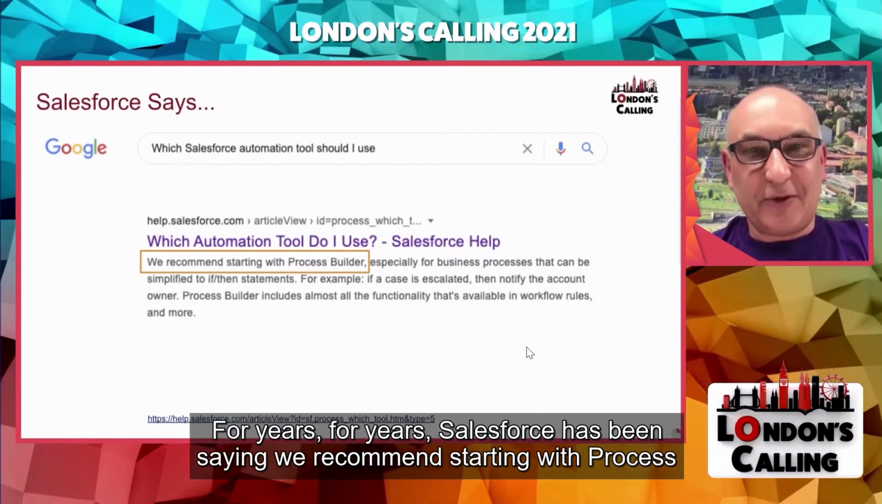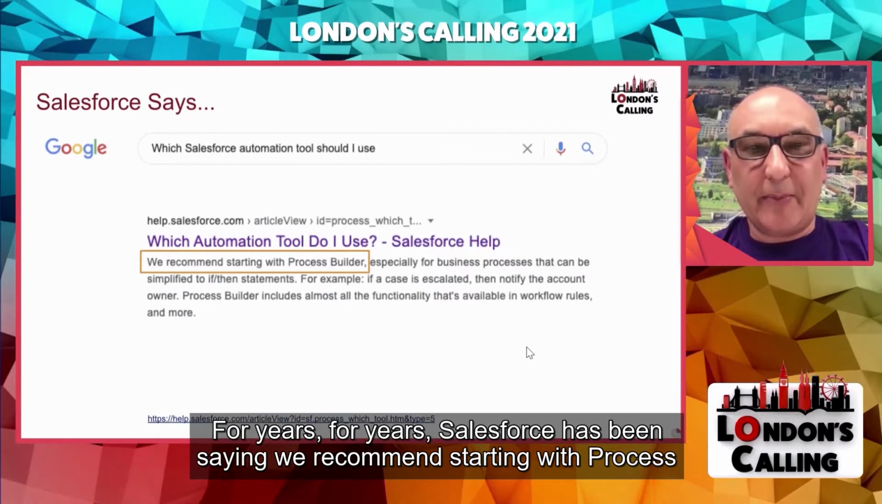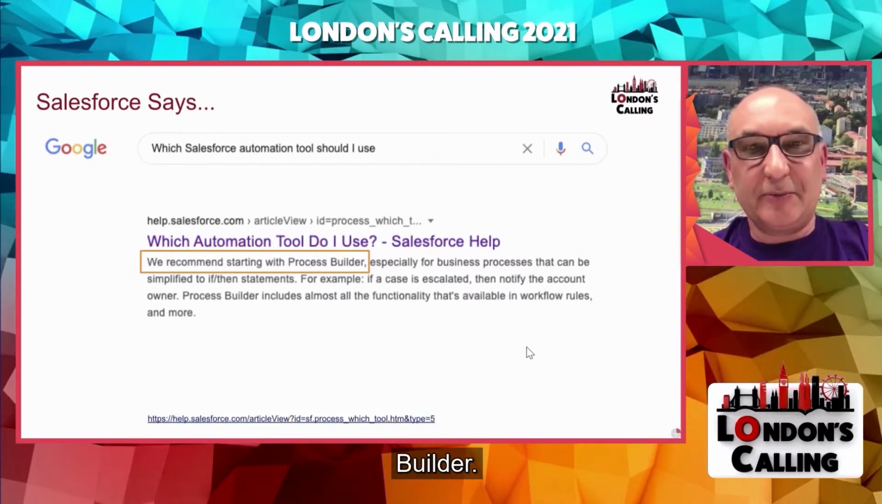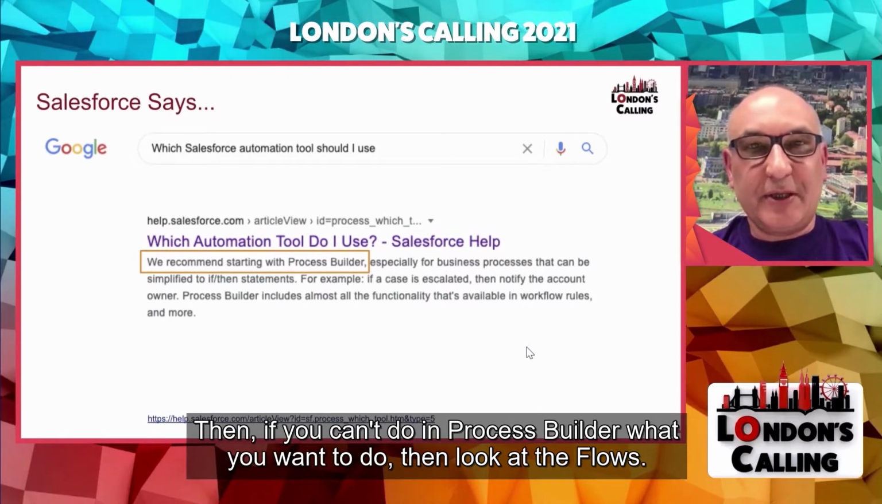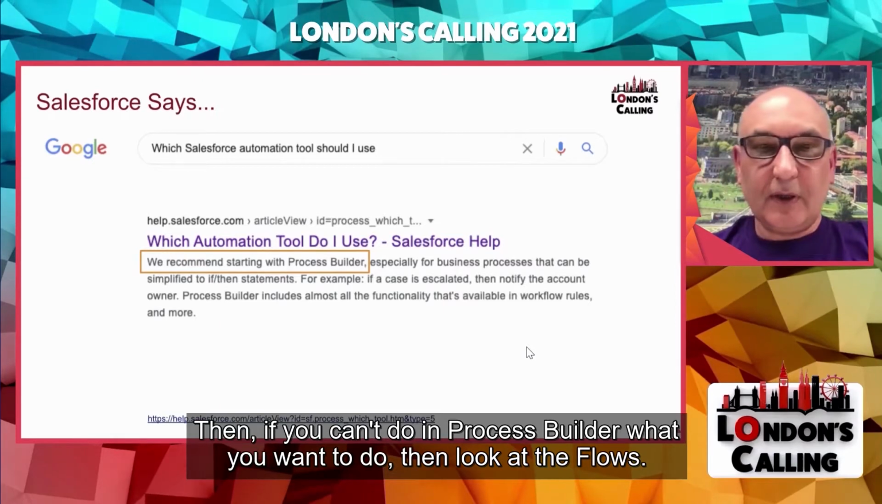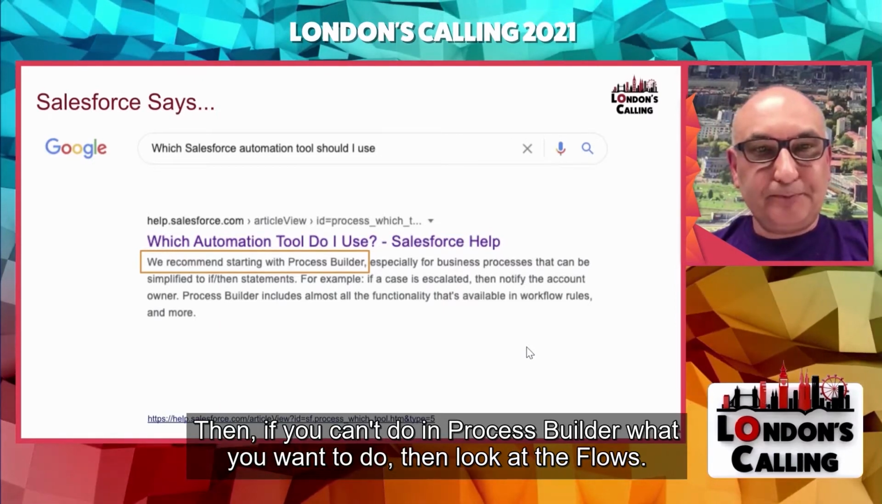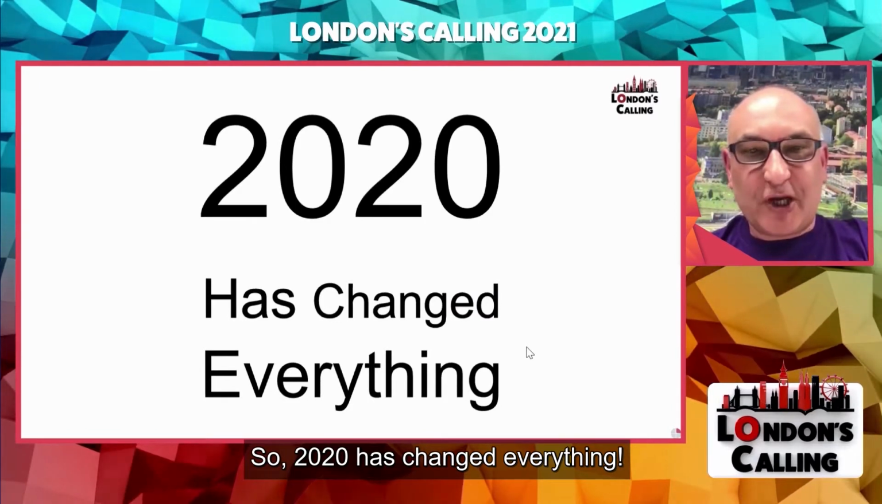And for years, Salesforce has been saying, we recommend starting with Process Builder. And then if you can't do in Process Builder what you want to do, then look to flows. Is it all that true? So 2020 has changed everything.